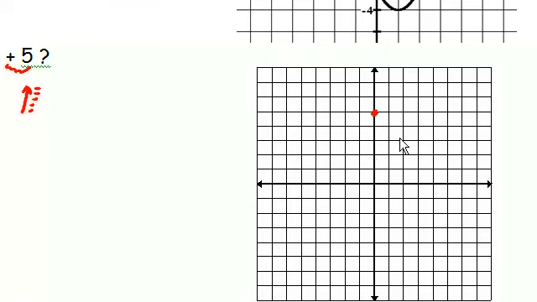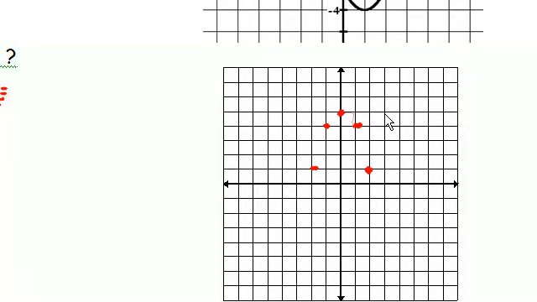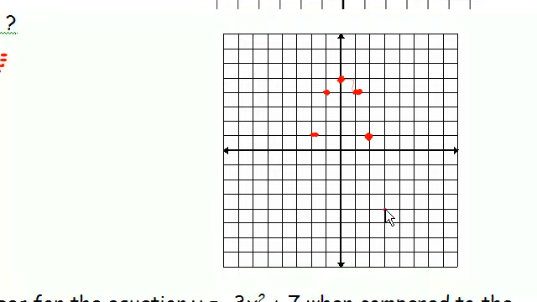And we also studied the general pattern of what parabolas look like. We go over 1, down 1. It's symmetrical. We'll go over 2, down 4, because 2 squared is 4. We can do the same thing on the other side. And if we want to, we can go over 3, down 9. 4, 5, 6, 7, 8, 9. There's our parabola right there.